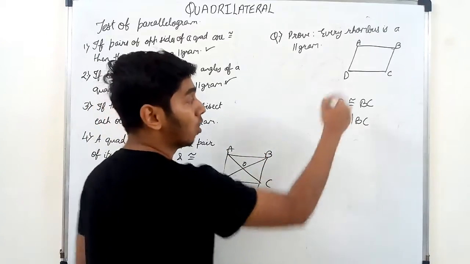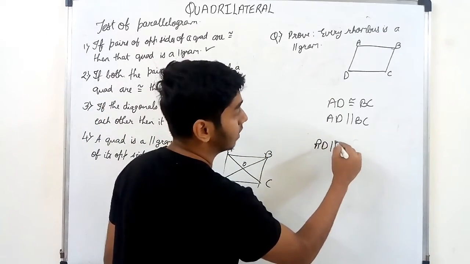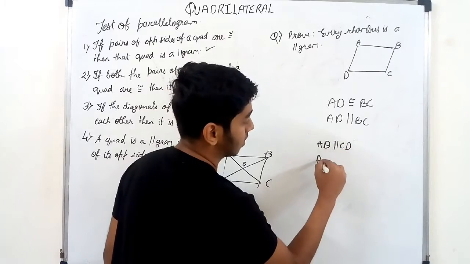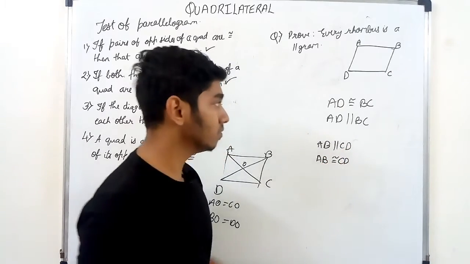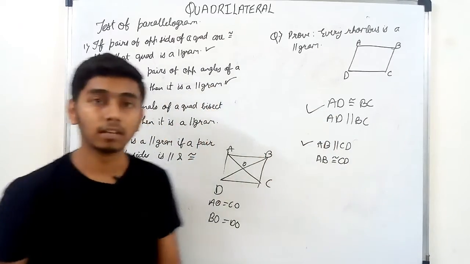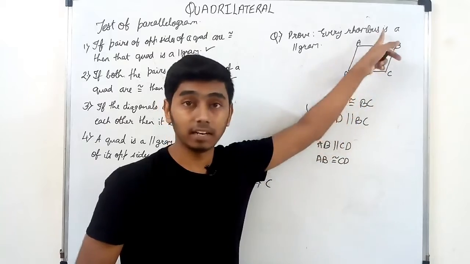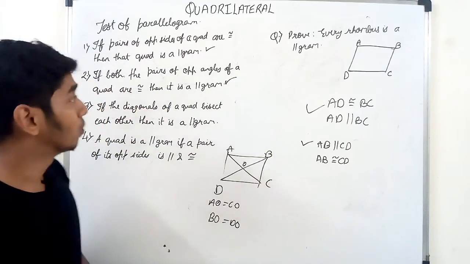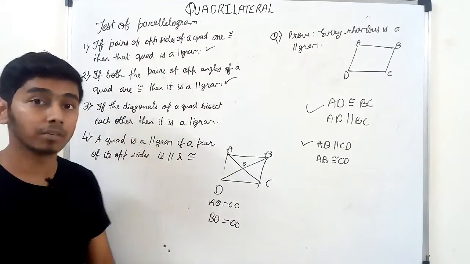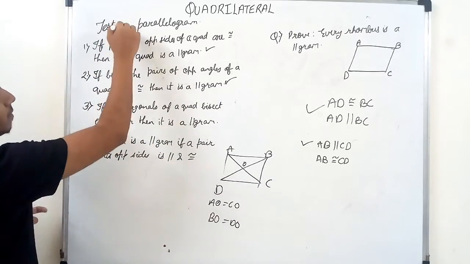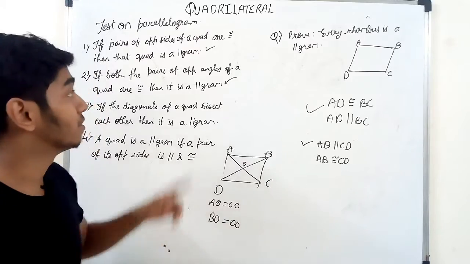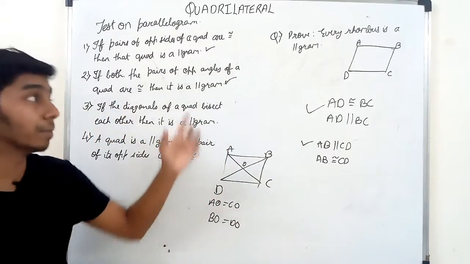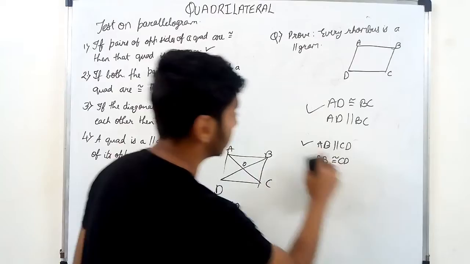So either this or AB parallel to CD and AB congruent to CD. Either this or this, any one. So if any one pair of opposite sides is parallel as well as congruent, then it is a parallelogram. I hope you have understood the test of parallelogram. So these are the theorems. If you want to prove that a given quadrilateral is a parallelogram, we can use any of these. Now based on these, we'll be taking questions. Let's see them.